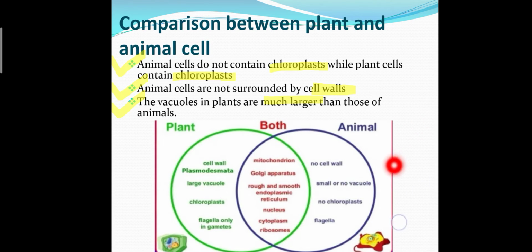This diagram shows the difference between the animal and plant cell. As we can see, plants have a cell wall, large vacuole, chloroplasts, and flagella only in gametes, while in animals no cell wall is present, there is a small or no vacuole, no chloroplasts, and flagella are present. Both of these have mitochondria, Golgi apparatus, rough and smooth endoplasmic reticulum, nucleus, cytoplasm and ribosomes. So this is the basic comparison between plant and animal cells.